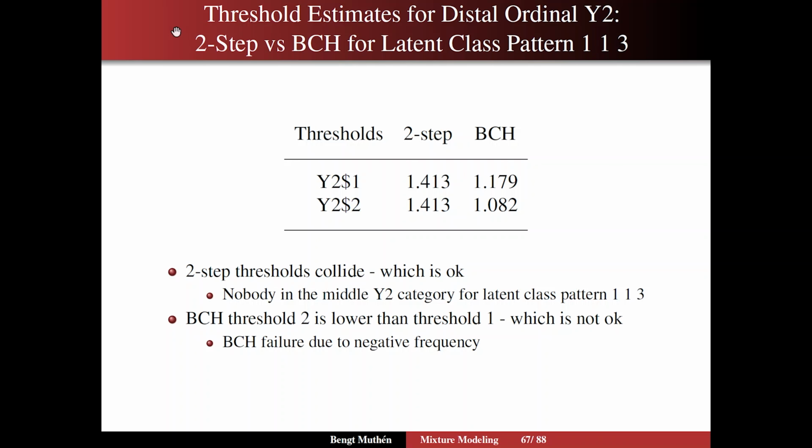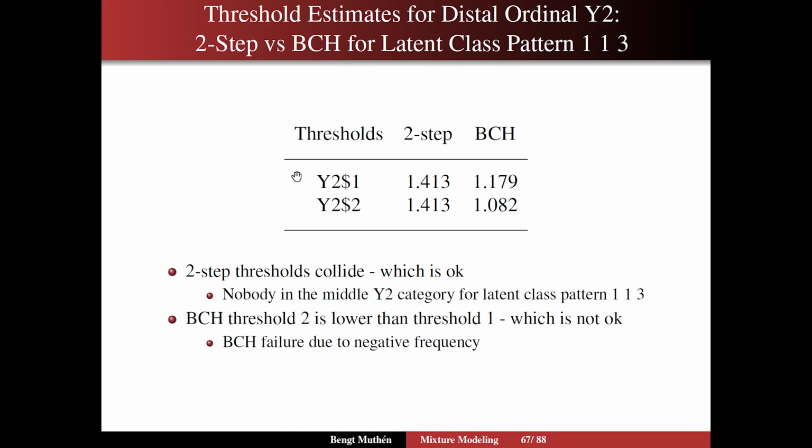We're going to take a look at the threshold estimates for the distal ordinal Y2 variable, where we had that problem with the middle category. And we're going to compare two-step and BCH for this specific latent class pattern 113 that was first indicated as problematic on a previous slide.